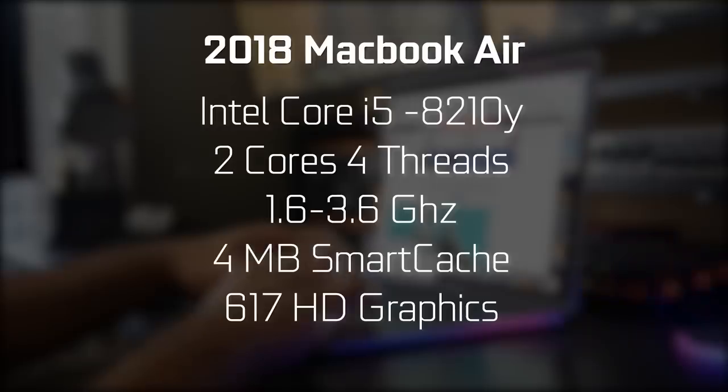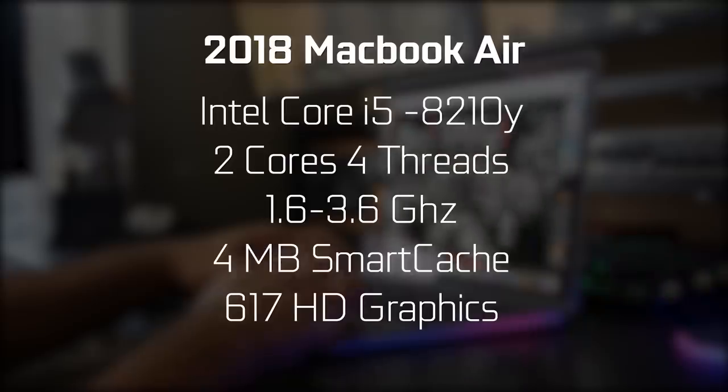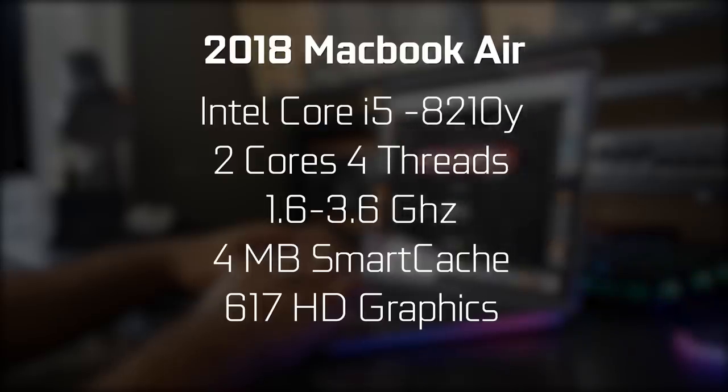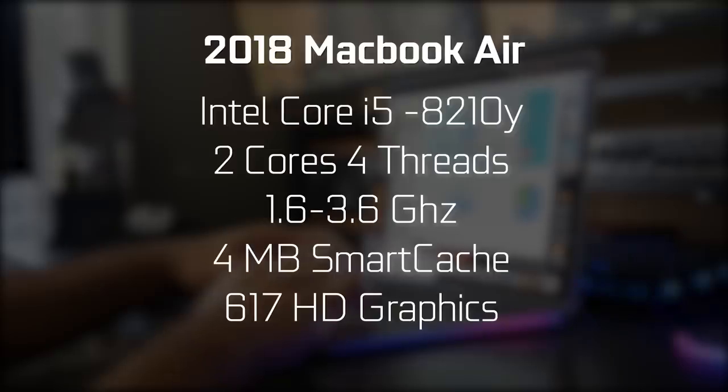Now, unfortunately, the MacBook Air only comes with one CPU option, which is an Intel Core i5-8210Y dual-core chip with four threads. It can turbo up to 3.6 gigahertz. We also have 4 megabytes of cache and Intel UHD Graphics 617. Now, this processor is very power efficient.